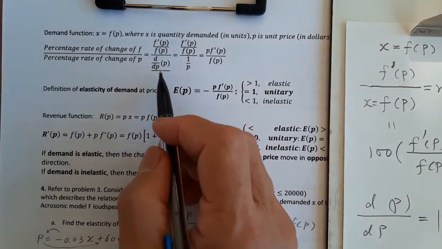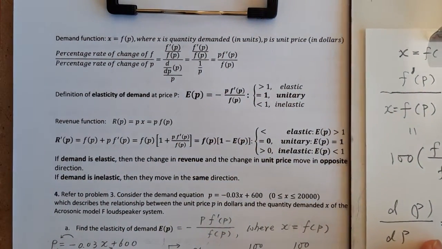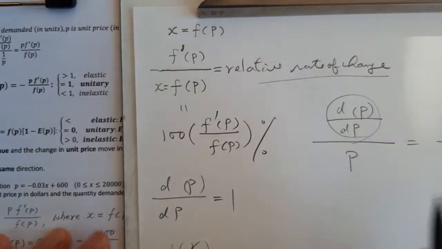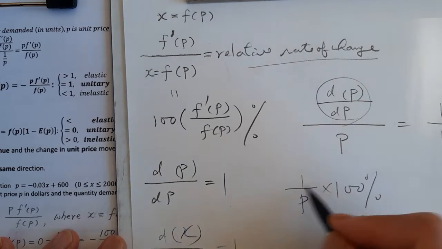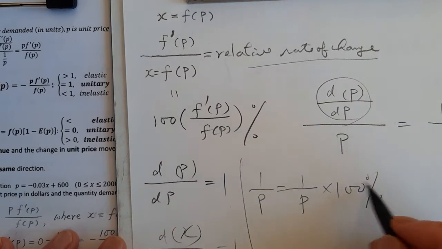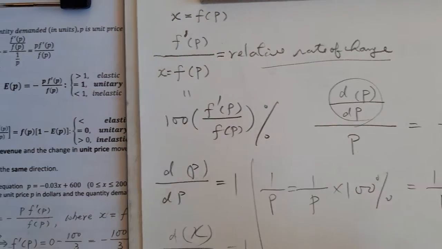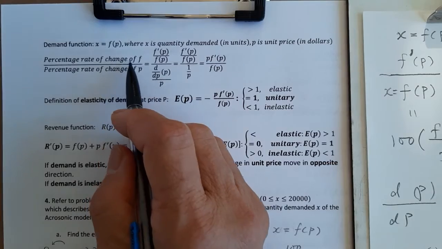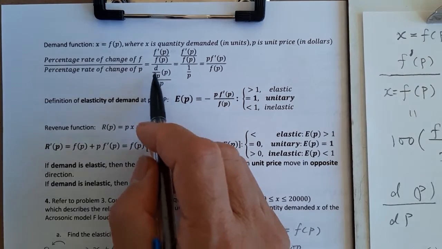This becomes the relative rate of change of the price p. p is unit price. And then if you put the percentage, 1 over p times 100% is still 1 over p, because 100% is 1. And then you can write 100 over p percent. So they are equal. The percentage rate of change is equal to the relative rate of change of p.